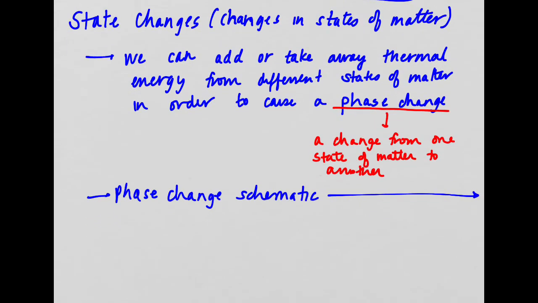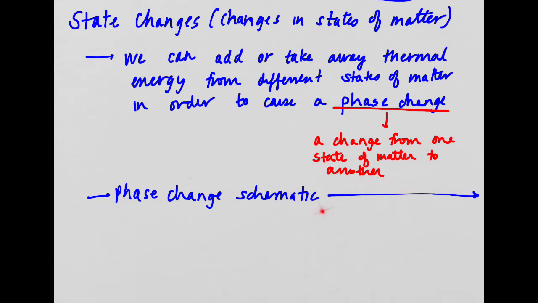What we can do is cause state changes, or changes in state of matter. We can add or take away thermal energy from a substance that's in one state, and we can cause it to have what's called a phase change. We can force a phase change, which is a change from one state of matter to another state.